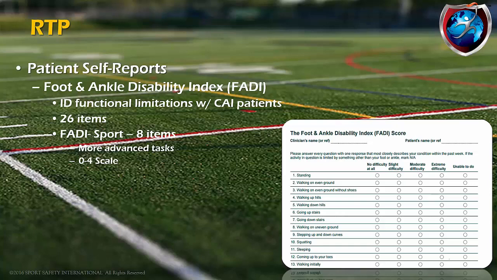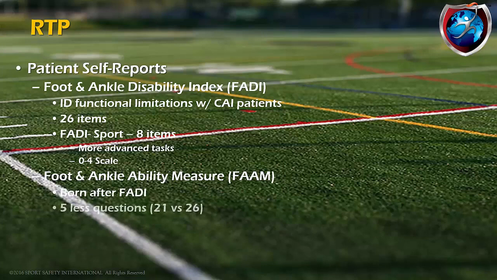Each item is scored 0 to 4. 0 is unable to do, 4 means there's no difficulty in doing something, and a higher score indicates a higher level of function. The FADI has been reported as reliable and sensitive in detecting injury and change. The Foot and Ankle Ability Measure, or FAAM, was born out of the FADI and they are nearly identical, except that 5 items have been removed from the FAAM after advanced psychometric testing was conducted.